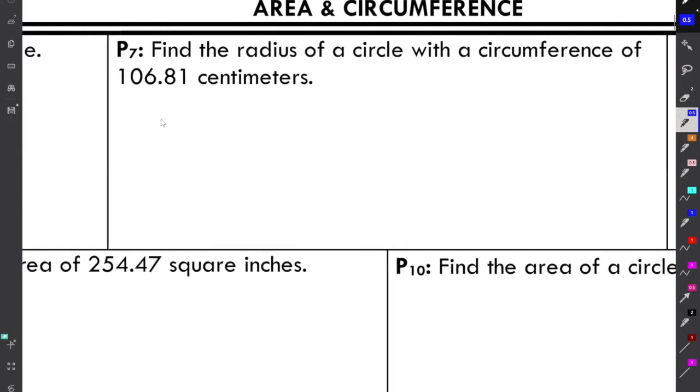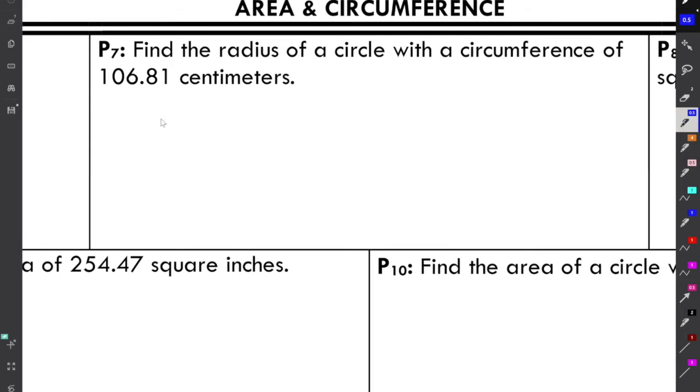Number 7. Find the radius of a circle with a circumference of 106.81 centimeters. So I know that the circumference is 2 pi r. I'm trying to find the radius, so I need an equation to solve for the radius. I'm given the circumference to be 106.81, so I can just set that formula equal to what it actually is, and then do a little algebra to find my radius.